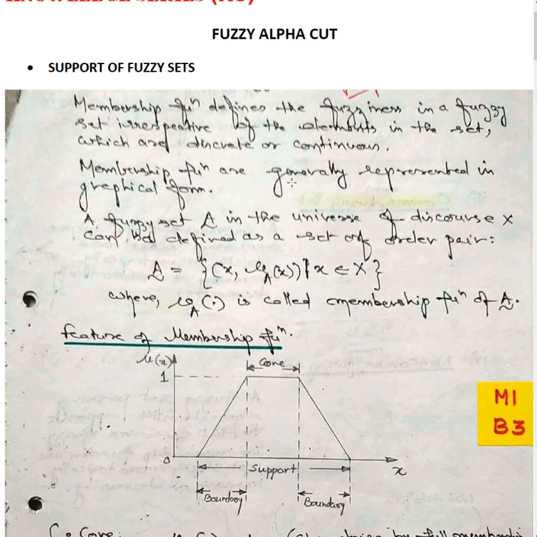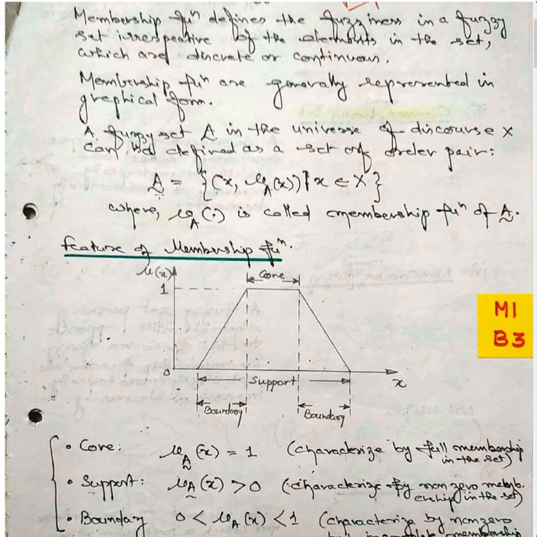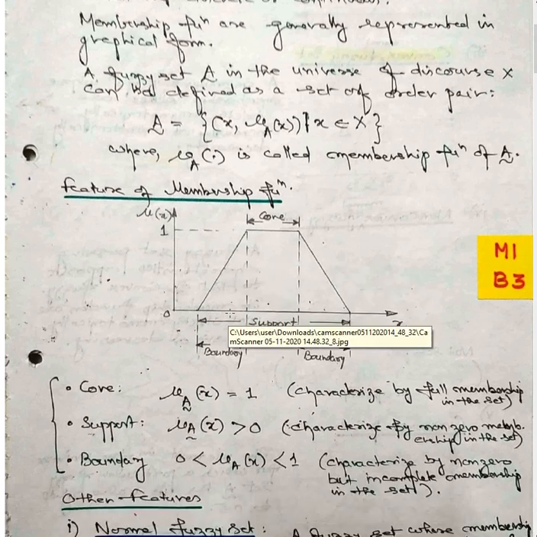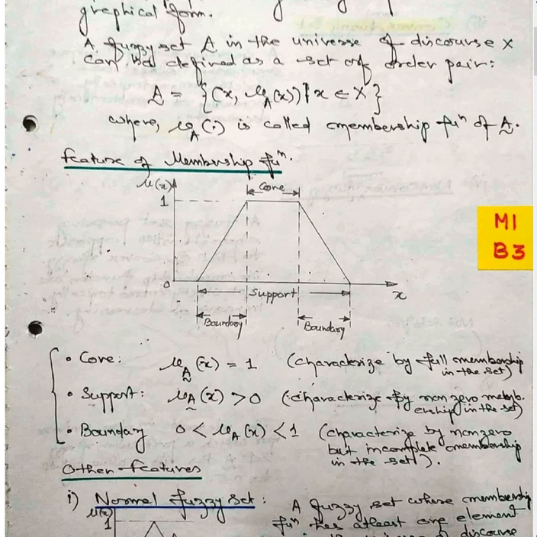When we define these membership functions, we define a fuzzy set A as a collection of elements x and their membership functions mu A of x, such that x belongs to the universe of discourse. So mu A of x is called the membership of the fuzzy set A. If you look at the features related to the membership functions, x is defined with respect to x and mu x.